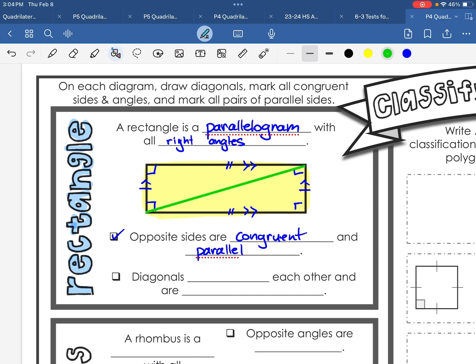And diagonals bisect each other. So this one is going to bisect this one. And that means this one is also going to bisect this one. And not typical of a parallelogram, this is a little bit more specific to a rectangle, these are also going to be congruent with each other. And that we already showed with the previous demonstration that I did with the grid paper. Diagonals bisect each other and are congruent.